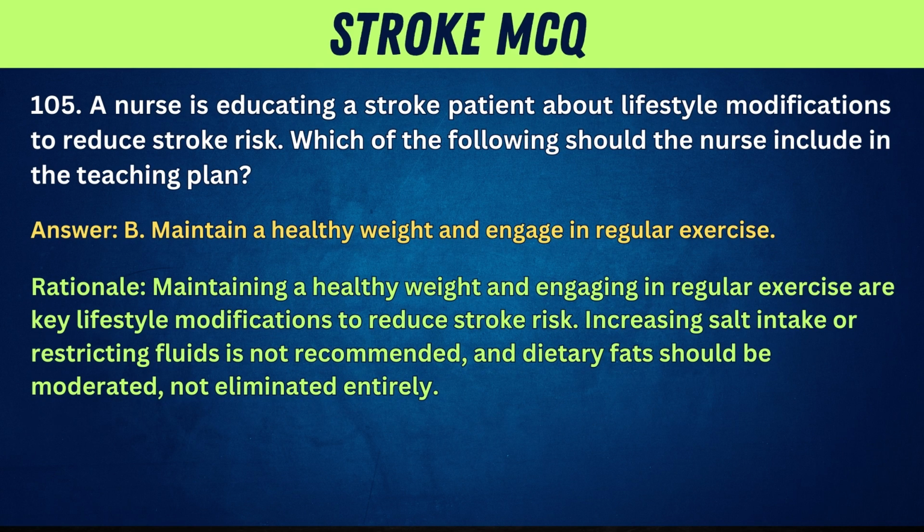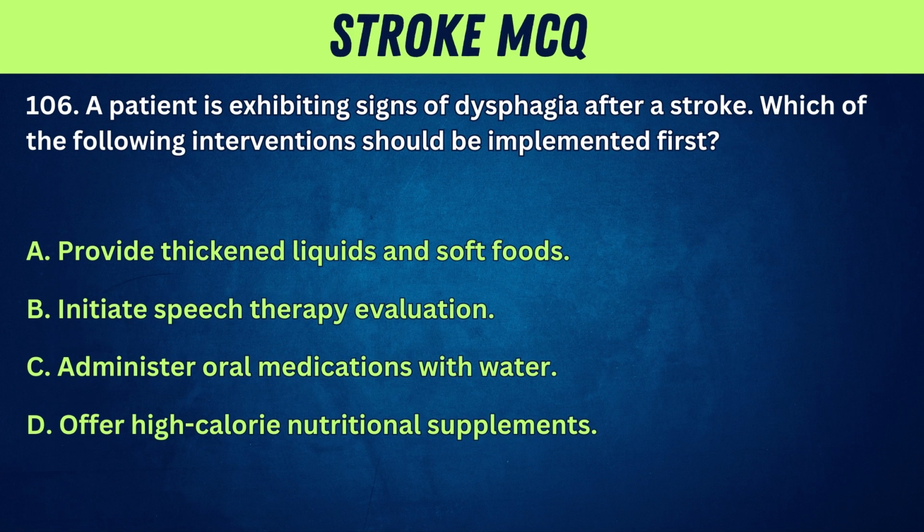Answer: B. Maintain a healthy weight and engage in regular exercise. Rationale: maintaining a healthy weight and engaging in regular exercise are key lifestyle modifications to reduce stroke risk. Increasing salt intake or restricting fluids is not recommended, and dietary fats should be moderated, not eliminated entirely.